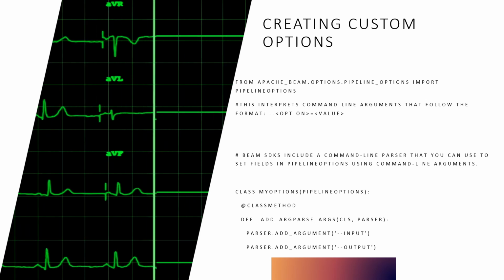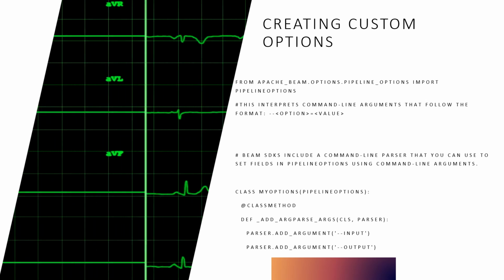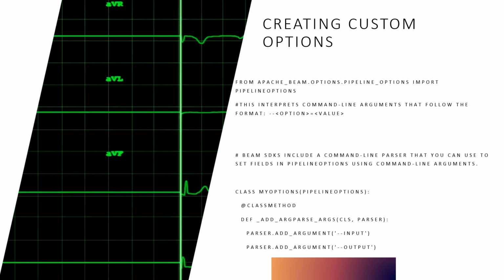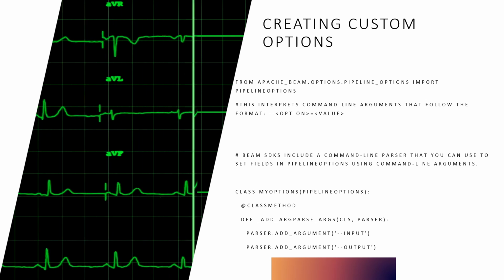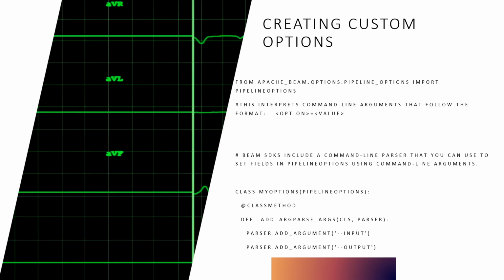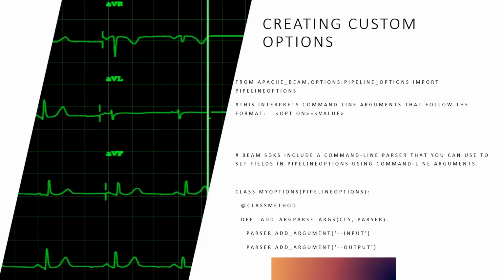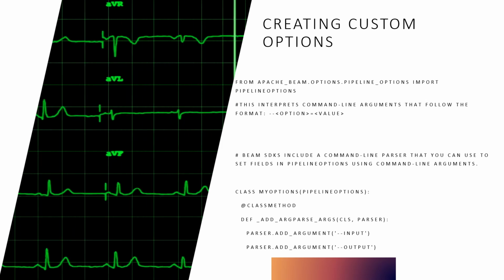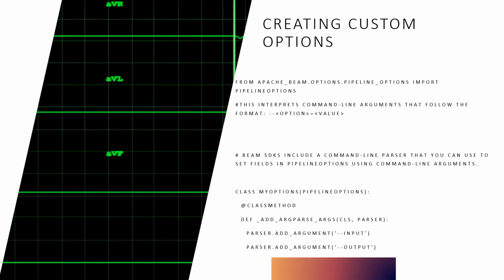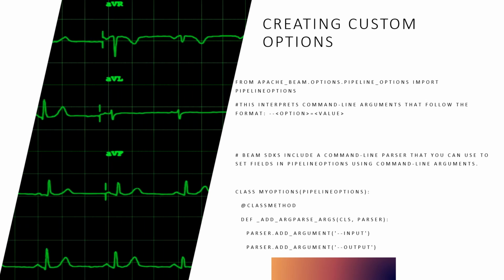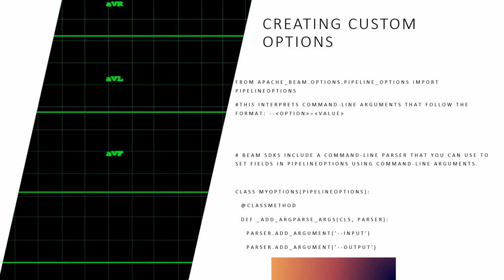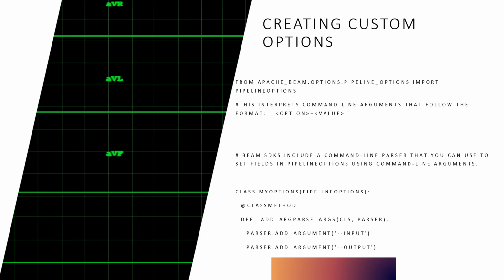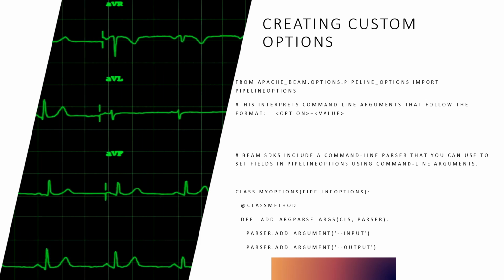First, we've imported apache_beam.options.pipeline_options. This interprets the command line arguments that follow the format with the option name and the value. I'm not going to say the exact format, you can look at it. Next, we've defined our own class, MyOptions, and passed in the imported Apache Beam class. For Python, you can also simply parse your custom options with argparse. Now your pipeline can accept input equals value and output equals value as command line arguments.